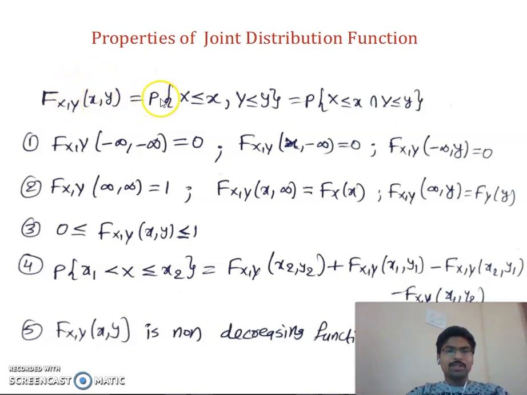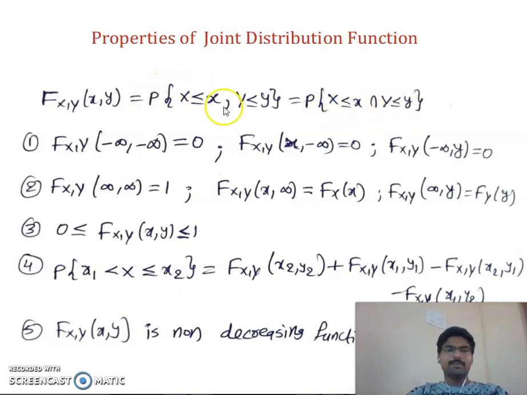It is nothing but the probability of capital X less than or equal to x intersection Y less than or equal to y. That is, the meaning here is the joint occurrence, the intersection, of Y less than or equal to y and X less than or equal to x. Here I am just writing with a comma, but it is nothing but the intersection, the joint occurrence of both X less than or equal to x and Y less than or equal to y. That probability is F_{X,Y}(x,y). That is what I have written here.